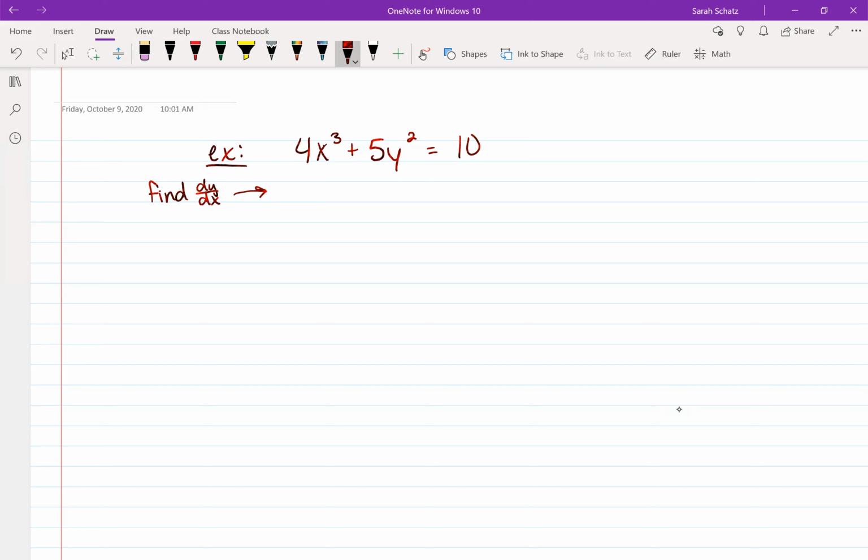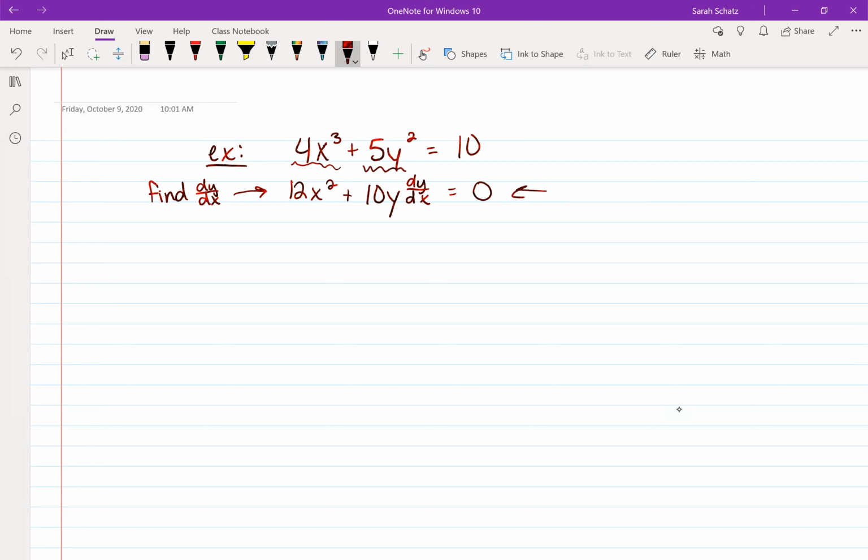And if it is just a term with x's in it, remember you are just going to do that the normal way. So this would just be some power rule. We got 12x squared here. And if there's a y in it, you still do the normal technique. So we're still going to use the power rule, and I'm going to have 10y here. But because it was a y, we get that dy dx term. And then on the other side, I have a constant, so that's just going to equal 0.